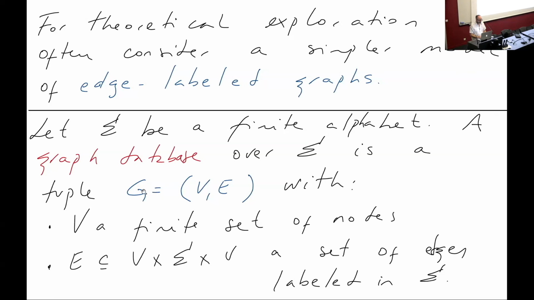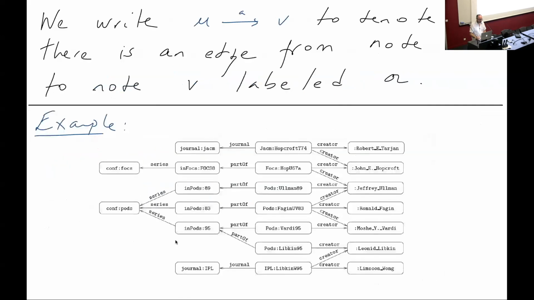It will be a tuple G, which is an ordered pair of a finite set of nodes and a finite set of edge-label edges. Each edge that goes from node v to node v prime is labeled with some finite symbol a from sigma. This sigma is fixed in advance. We know it, and we can query about it. We will write it in this way when there is an edge labeled a from u to v in the graph. And here we see an example.